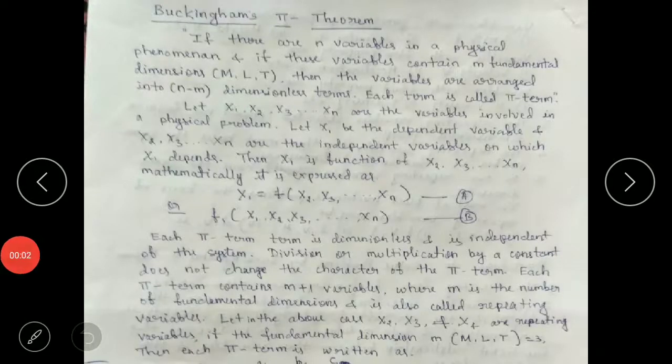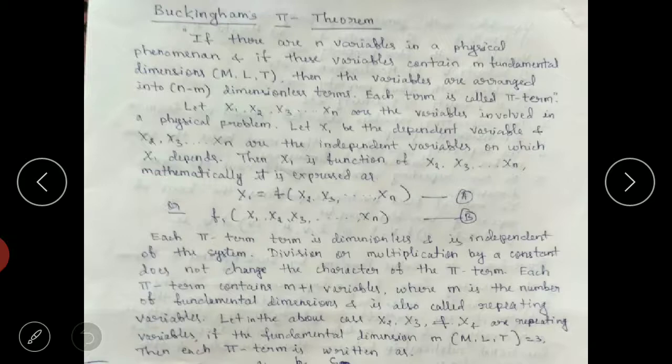Hello dear student, in this lecture we'll be discussing Buckingham's pi theorem and we'll take up a problem on Buckingham's pi theorem also. In the previous class we studied Rayleigh's method, or Rayleigh's theorem, and solved a couple of problems on it. So continuing with the lecture on dimensional analysis, today we'll be taking up Buckingham's pi theorem.